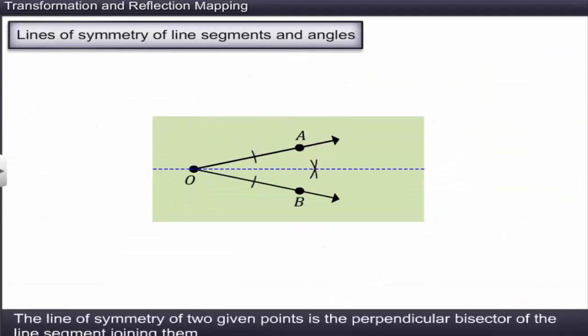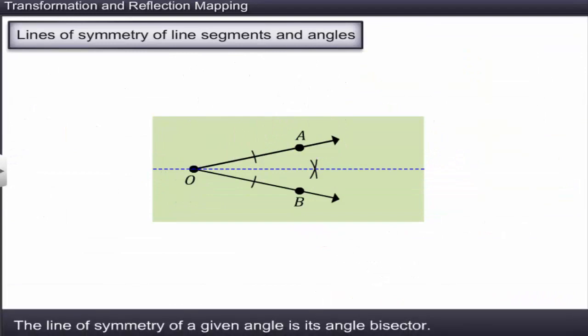Thus we conclude that the line of symmetry of two given points is the perpendicular bisector of the line segment joining them. Similarly, the line of symmetry of a given angle is its angle bisector.